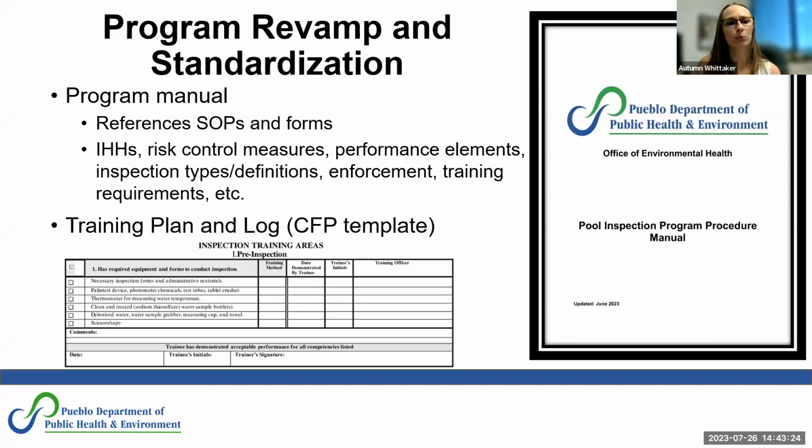So along with our program revamp, we wanted to really standardize our program. We used the training plan and log from the Conference for Food Protection. Again, with retail food programs, there's generally a stronger regulatory foundation for that program. So we wanted to use that as a template for our rec water program. We didn't want to reinvent the wheel.